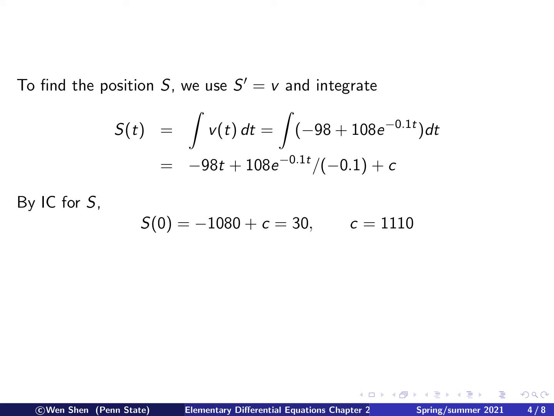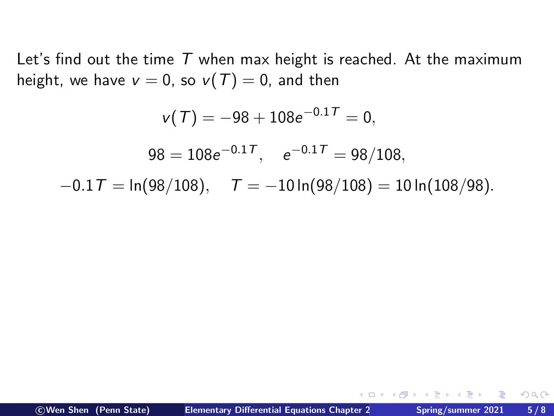So initially the ball is on top of the building, so s at 0 is 30, the height of the building. So putting in t to be 0, and then you get just 1 here, and then we'll get 108 divided by negative 0.1, which gives me this number, plus c. And then I can find the value c. Okay, so putting the c back into the solution, now we have the solution s of t, the position as a function of time.